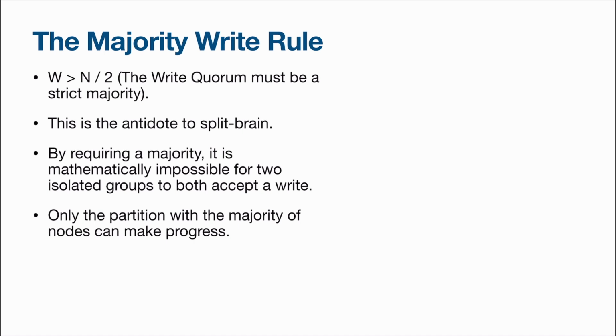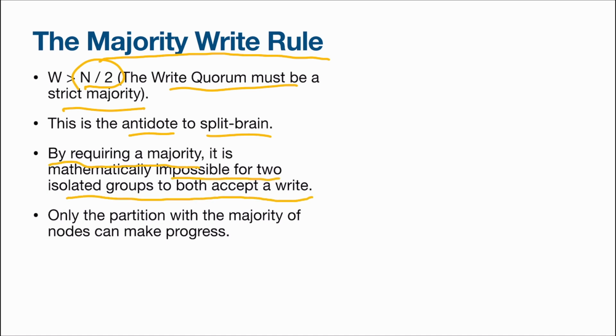Also, there is another rule that we can follow, which is the majority write rule. In that case, W is greater than N by 2. The write quorum must be a strict majority. So this is the antidote to split brain. By requiring a majority, it is mathematically impossible for 2 isolated groups to both accept a write.